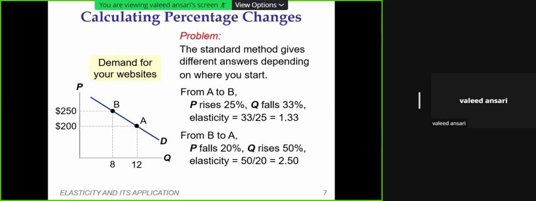In my slide, you are getting a different number from B to A and from A to B. For example, if we calculate the price increase here, you get elasticity 1.33, and in the other direction you get 2.50. So we are getting two different elasticity numbers. This is a huge difference. So that is why the average quantity and average price are taken in the denominator, to take into account this discrepancy that results if we use the standard method for calculation of percentage.